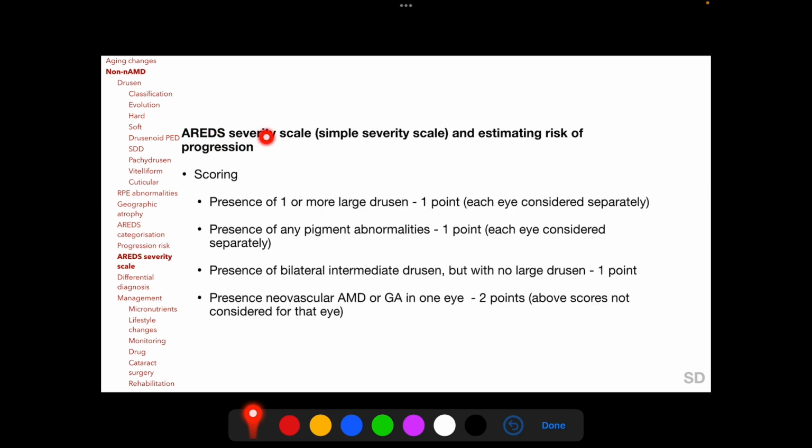AREDS also developed a severity scale to estimate the risk of progression. And the scoring method for the severity scale is as follows. 1 point is given to each eye having one or more large drusen, and to each eye having any pigment abnormalities. 1 point is given if there is bilateral intermediate drusen but without any large drusen. And if there is neovascular AMD or geographic atrophy in one eye, 2 points are given, but then the above scoring is not done for the eye already having neovascular AMD or geographic atrophy.